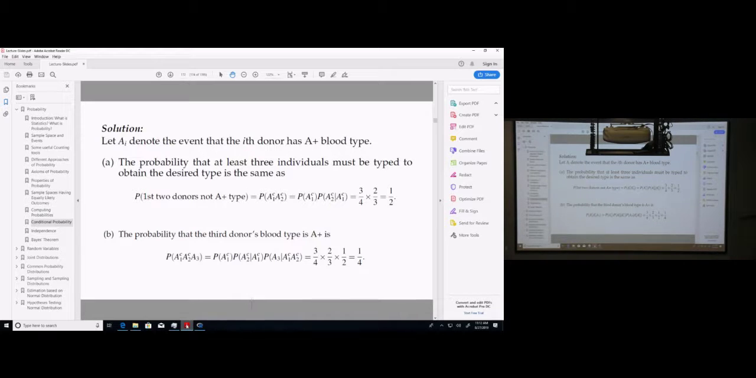I have 4 keys. Only 1 key works. And then you are choosing it in this manner. So what the question is asking you is that you have to have at least 3 tries in order to open the door. So what it says is that the first 2 tries must be wrong, and that's it. So I think if you're thinking of the keys and the doors, it's a little bit more natural than the blood type here.